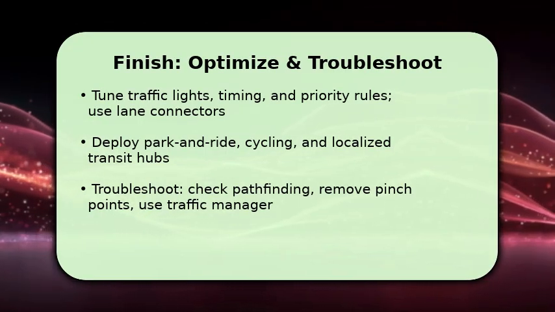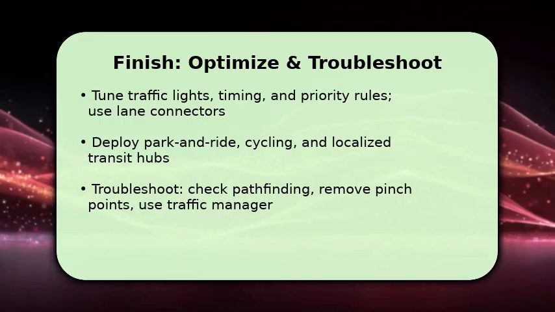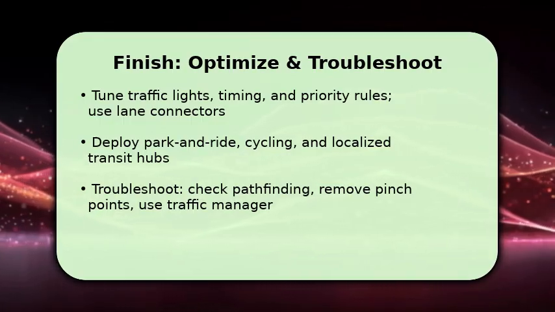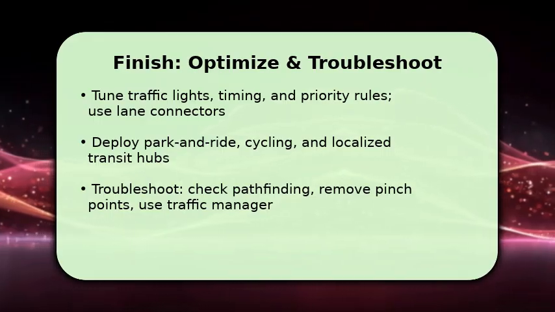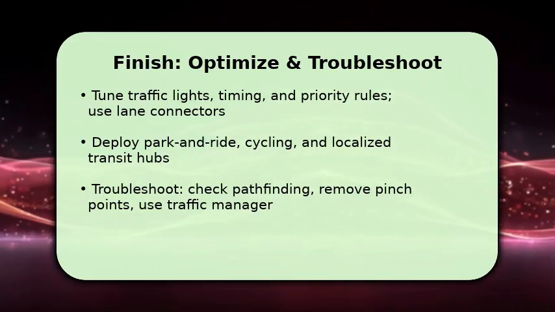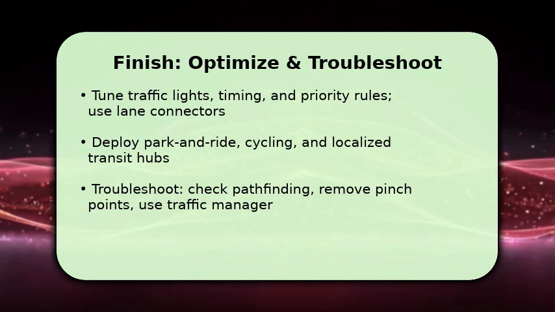If things go wrong, use the traffic manager to force lane choices, inspect AI pathfinding to find reroutes, and temporarily ban problem vehicle types while you iterate. Repeat adjustments until flow stabilizes.